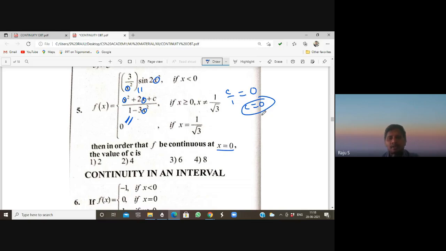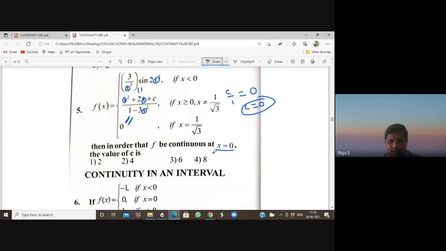This kind of question they give at advanced level, with multiple correct answers. So c is equal to 0 is one of the answers, but there is no 0 option in the given options. So some other answer also exists. Let's see. When I equate these two, we are not getting the given option.